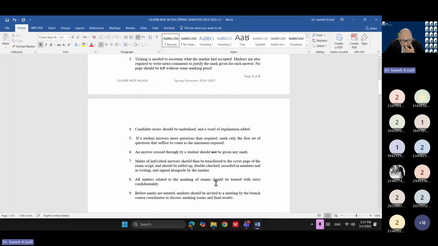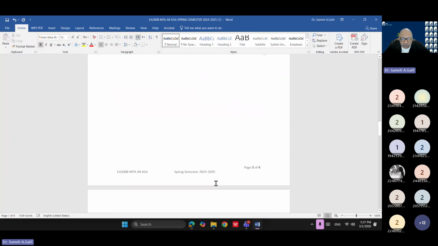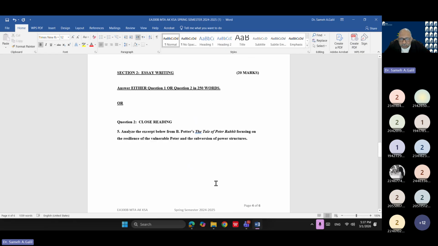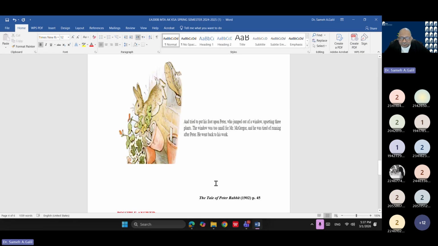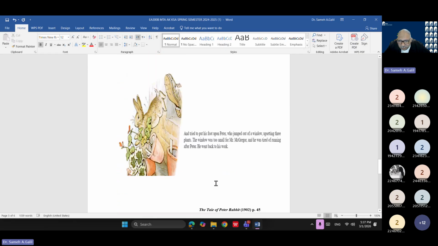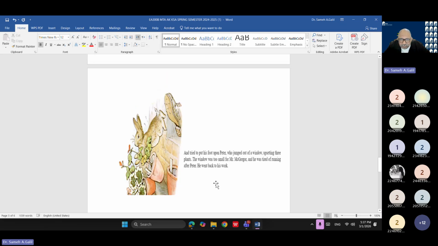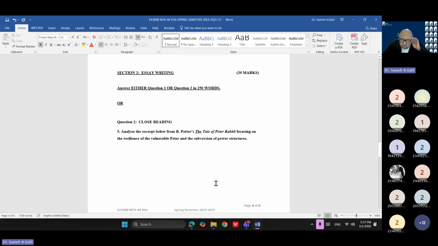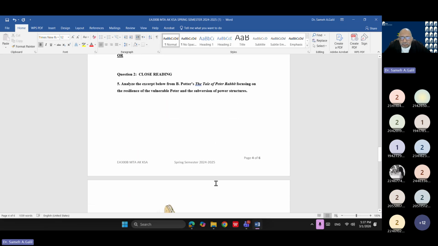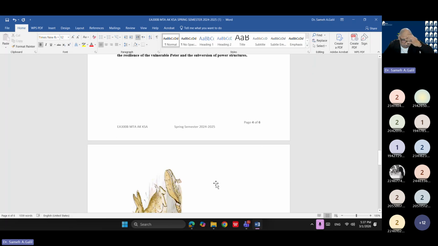This is the last one. I'm hopeful that we can find a close reading passage here. Yeah, no. So I think it's the same. No, this is different, but it's also a close reading kind of thing. So analyze the excerpt below from Potter's The Tale of Peter Rabbit, focusing on the resilience of the vulnerable Peter and the subversion of power structures.